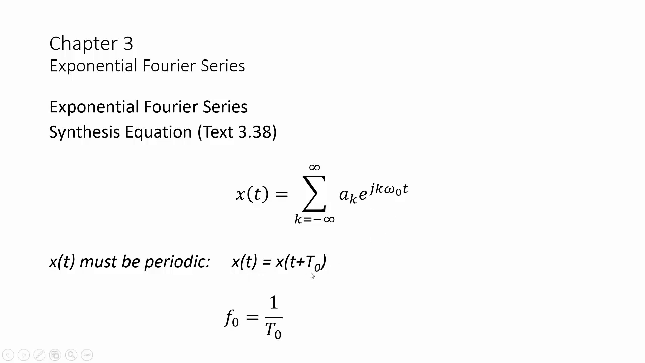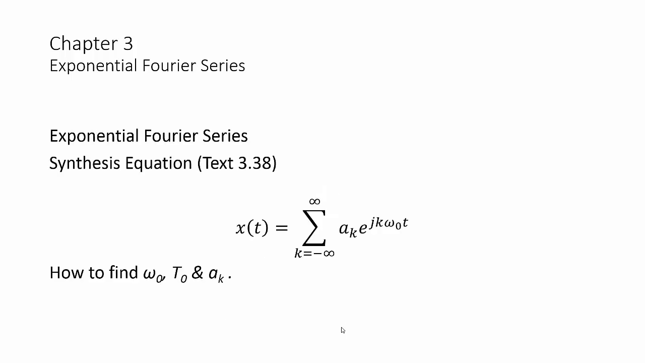T0 is the amount which we're shifting by to make our signal repeat. T0 is our fundamental period. F0 is our fundamental frequency, and this is a linear frequency. Omega 0 is also our fundamental frequency, and this is an angular frequency.